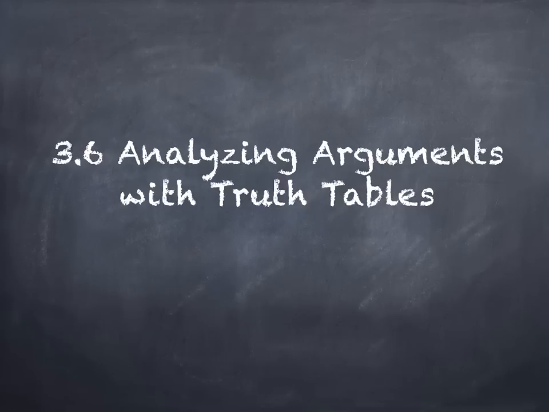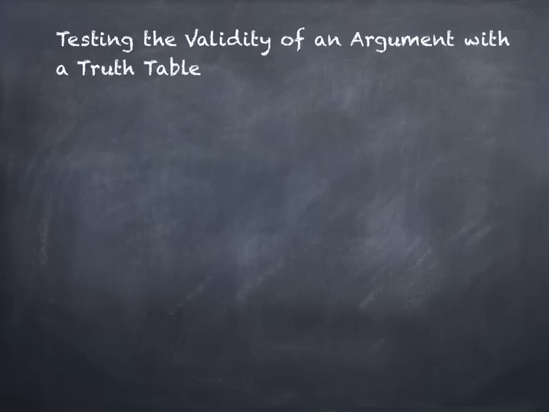All right, so this is our last section in Chapter 3, and we're going to analyze arguments with truth tables. We're also going to analyze them in one other way at the very end of this lesson, but we're going to start with the truth table approach. The first thing we're going to do is the same thing we did in Section 3.5, but with truth tables instead of Euler diagrams, okay? So same thing, different method. And there are different steps for how to do this.